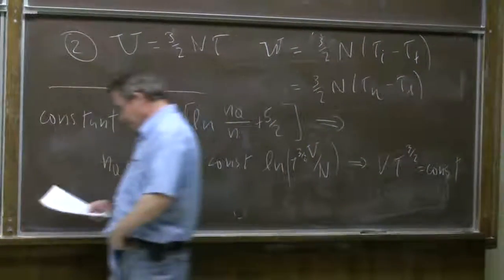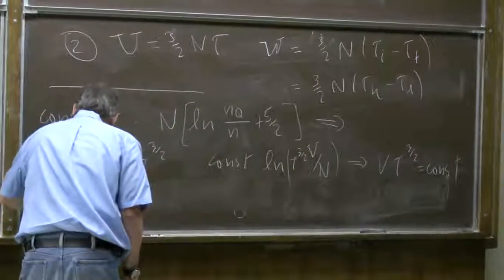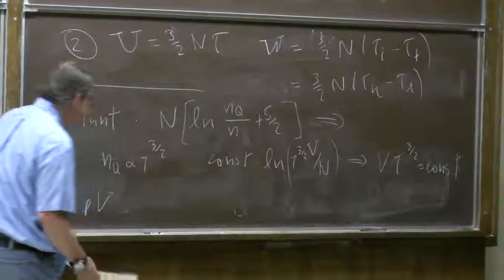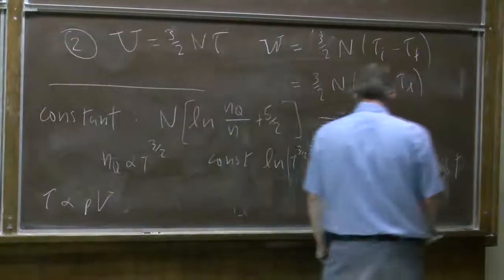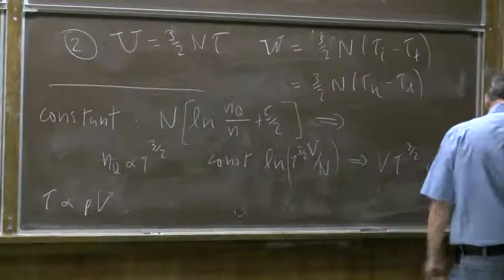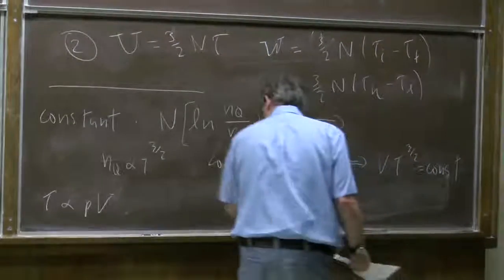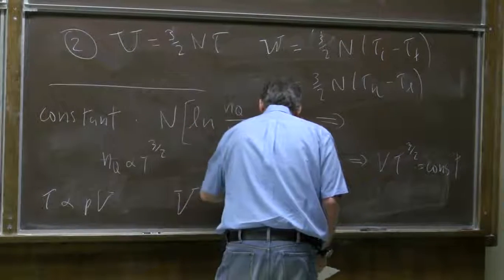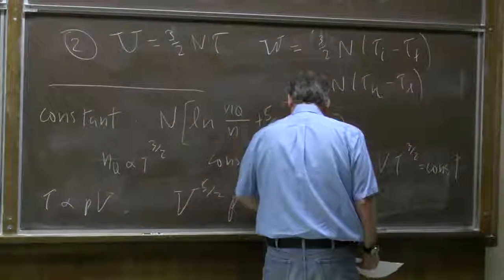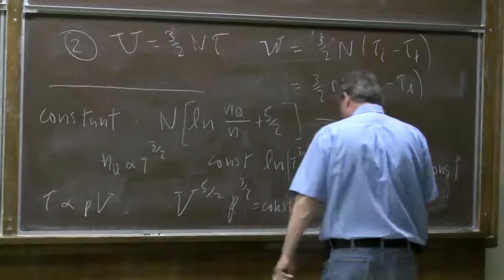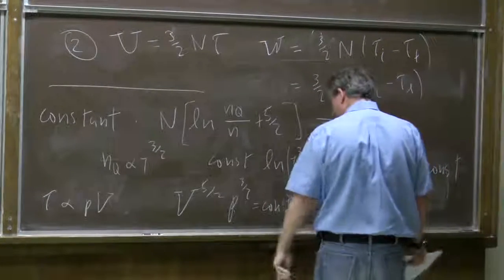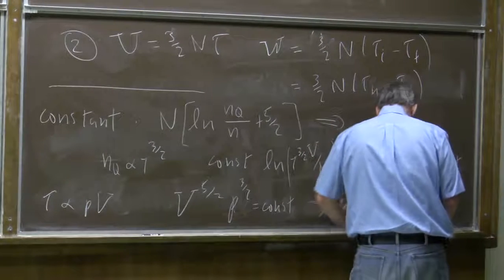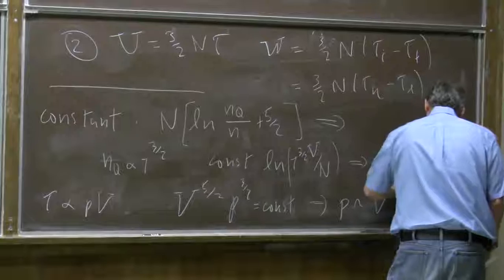And since we can use the ideal gas law, which says that temperature is proportional to PV, since n is a constant, I can equivalently say, writing temperature as PV, that V to the 5/2 times pressure to the 3/2 is equal to a constant during the isentropic expansion. Or in other words, that the pressure, taking the 2/3 power, is going like volume to the minus 5/3.